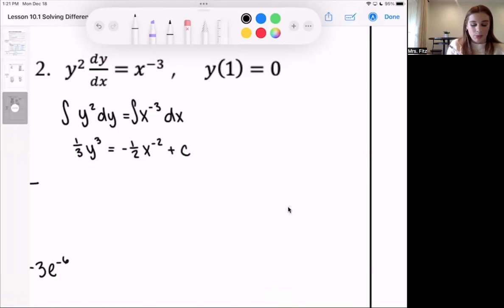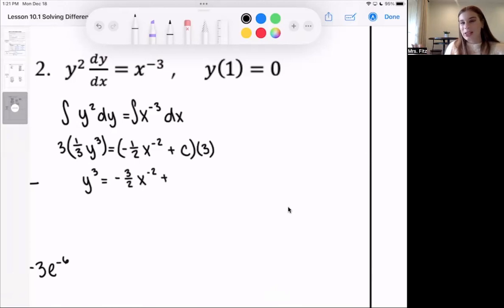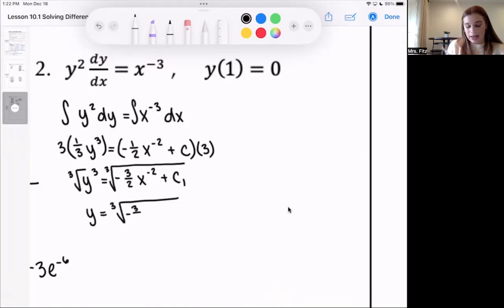Next step we want to do is multiply both sides by 3. We have y cubed is equal to negative 3/2 x to the negative 2nd. Now it's plus 3c, but you could just write it as c sub 1. It's a new constant. From here, we want to get y by itself, so we're going to cube root both sides. We end up with y is equal to the cube root of negative 3/2 x to the negative 2nd plus c sub 1. You cannot distribute the cube root over addition. It stays like this. It's not the cube root of your first term plus the cube root of the second. That's not equivalent. That is an illegal math move, so please try not to make it.